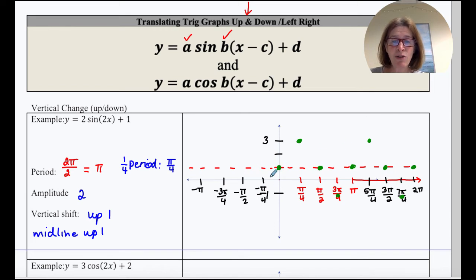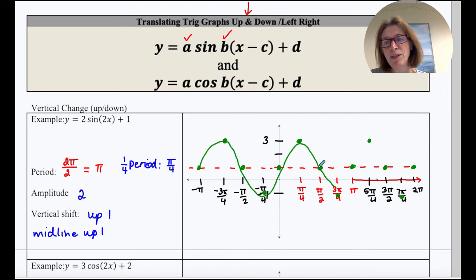On the left side of the graph, I'm going to go down to -1, back up to the midline, up to 3, and then back to the midline. So let's see if I can get a nice sine graph here. Nice wave. Okay, and again, the reason we call them periodic functions is because they repeat over a period of time. And in this case, the period that they're repeating is every pi, okay?